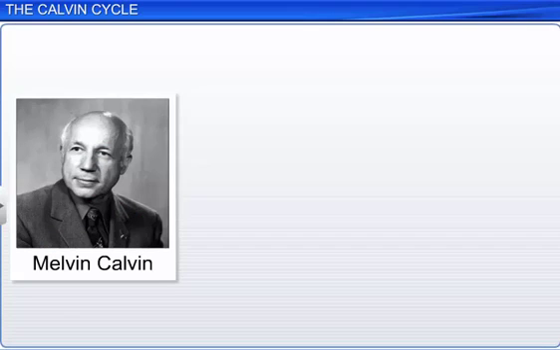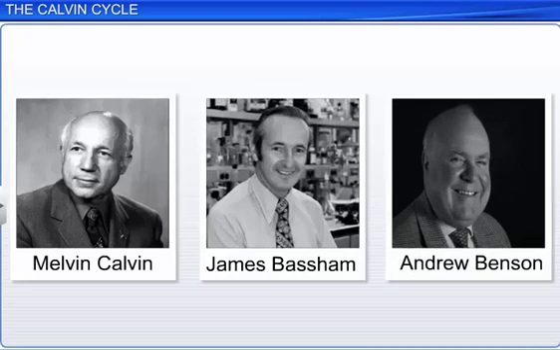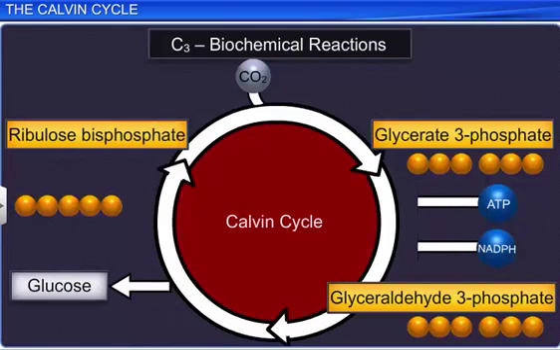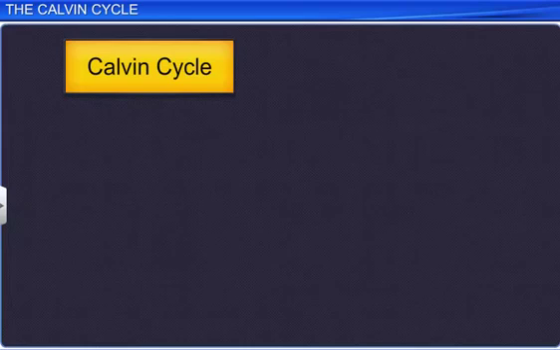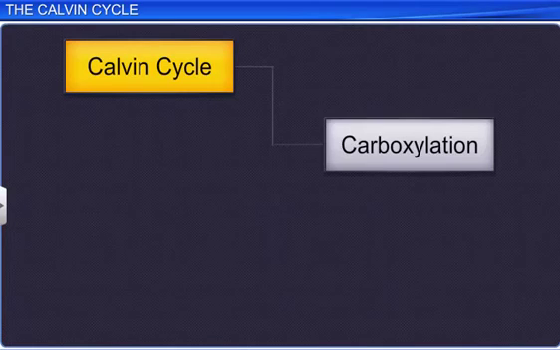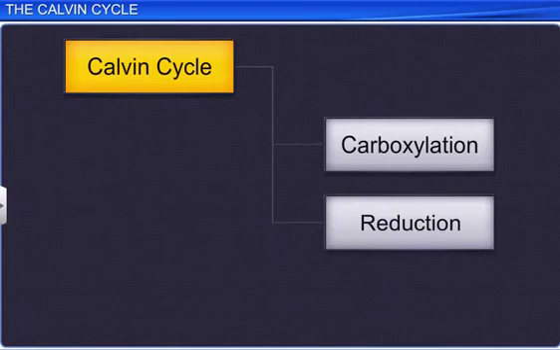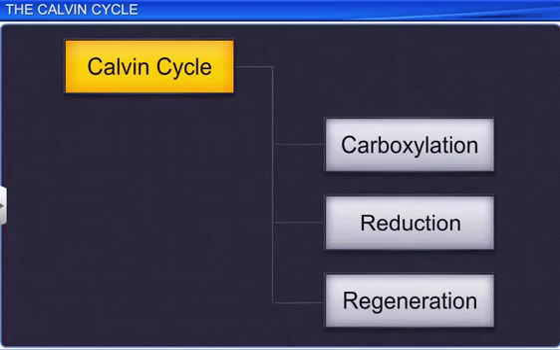Melvin Calvin, James Bassham, and Andrew Benson worked out all the biochemical reactions of the C3 cycle. The C3 pathway was named after Melvin Calvin as the Calvin cycle. The Calvin cycle has 3 stages: carboxylation, reduction, and regeneration.